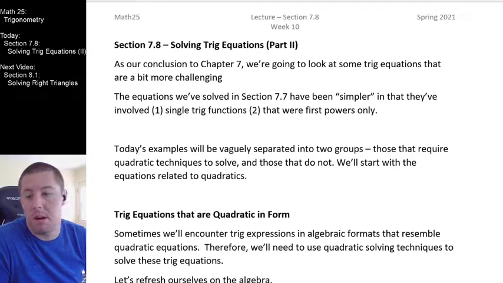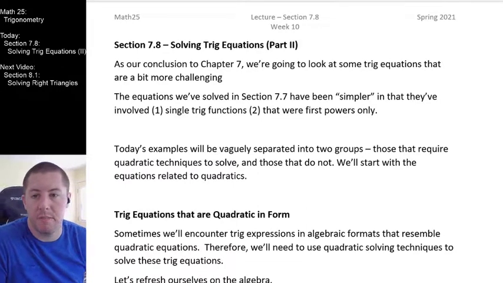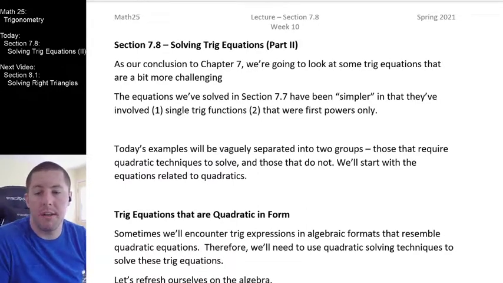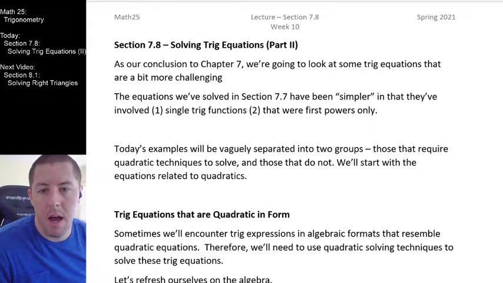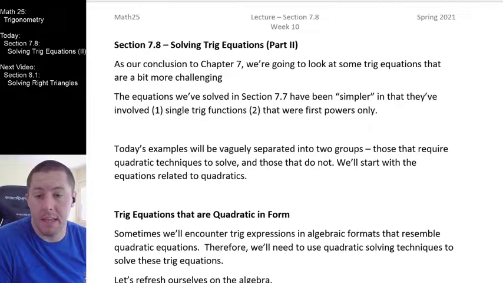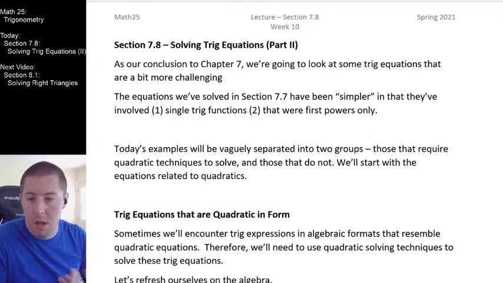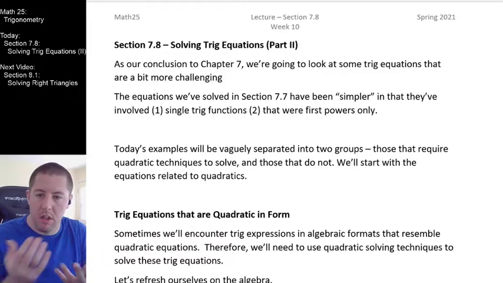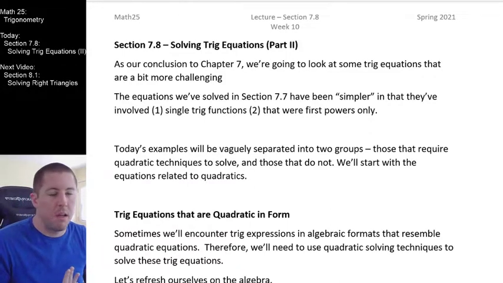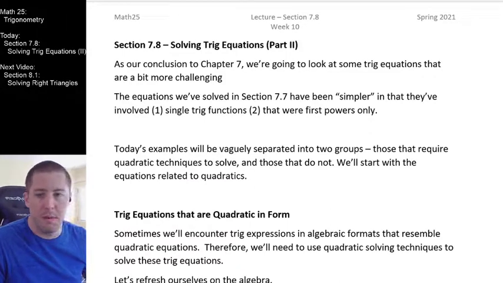We're going to solve some that are a little bit more challenging than the ones that we saw in 7.7. They're going to require us to use our knowledge about quadratic equations as well as use some identities to help us get there. So in a sense, 7.8 is nothing more than an extension of 7.7. It's just more scenarios solving trig equations. The book is nice enough to break these up into two chunks, one where things are a little bit simpler, one where things are going to be a little bit harder. But I still think this will be pretty manageable.